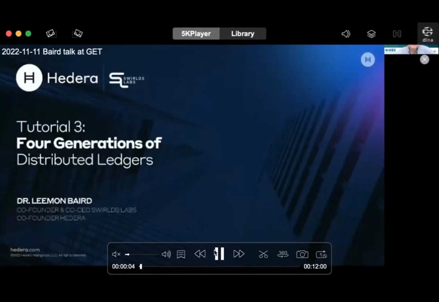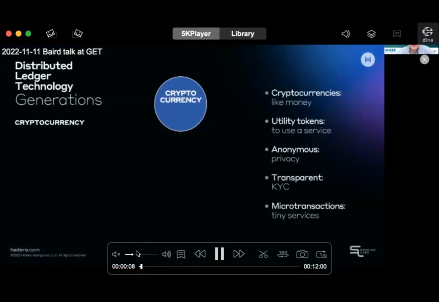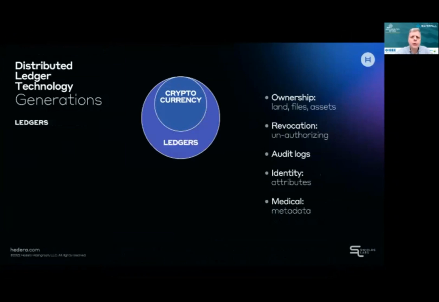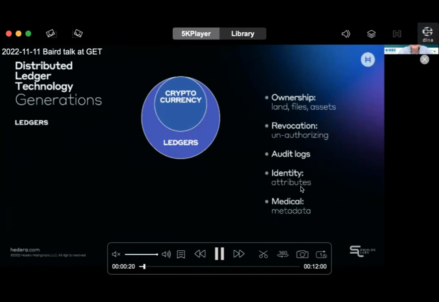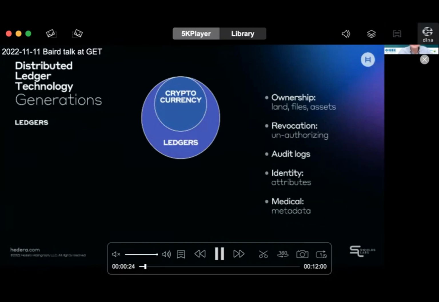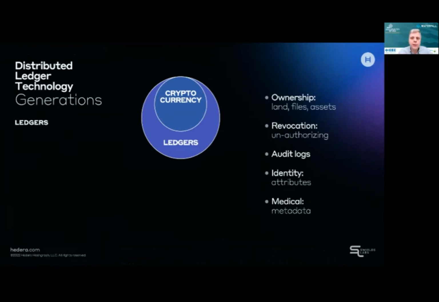I'd like to talk to you about the 4 generations of DLTs, distributed ledger technologies. So of course, DLTs started with Bitcoin, just doing cryptocurrency. That's all it could do. That was the first generation. In the second generation, we were able to do more. We could store other kinds of information. So it could store who owns things like land or gold or art or whatever. We have things like NFTs, the ability to store who owns what in the ledger. So your distributed ledger technology actually becomes a ledger.